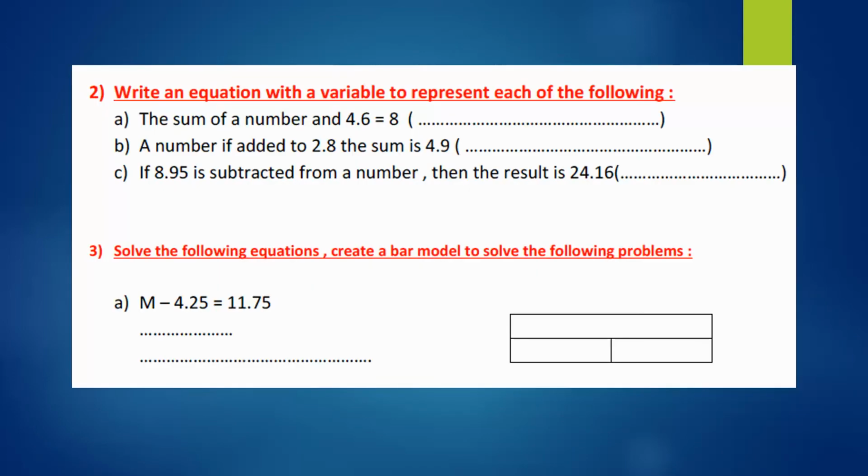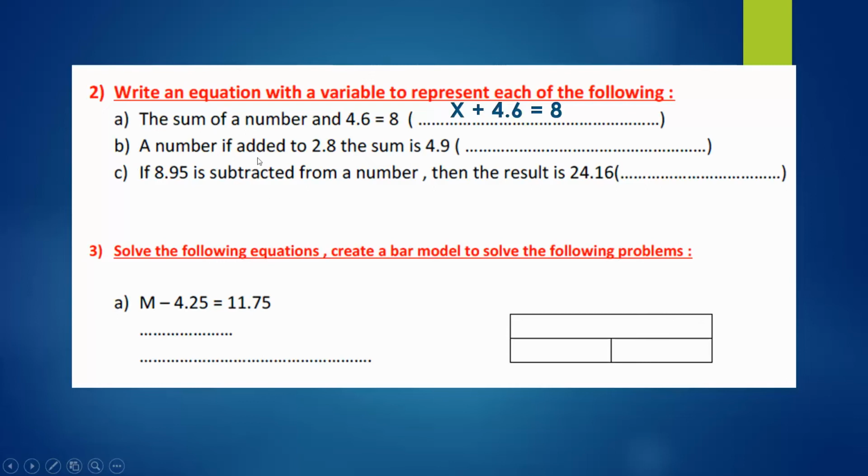Write an equation with a variable to represent each of the following. The sum of a number and 4.6 equals 8. So the number we will represent by any letter. Let's represent it by x. So it will be x plus 4.6 equals 8. This is the equation. Why do we use plus? Because it told us that we have a sum.